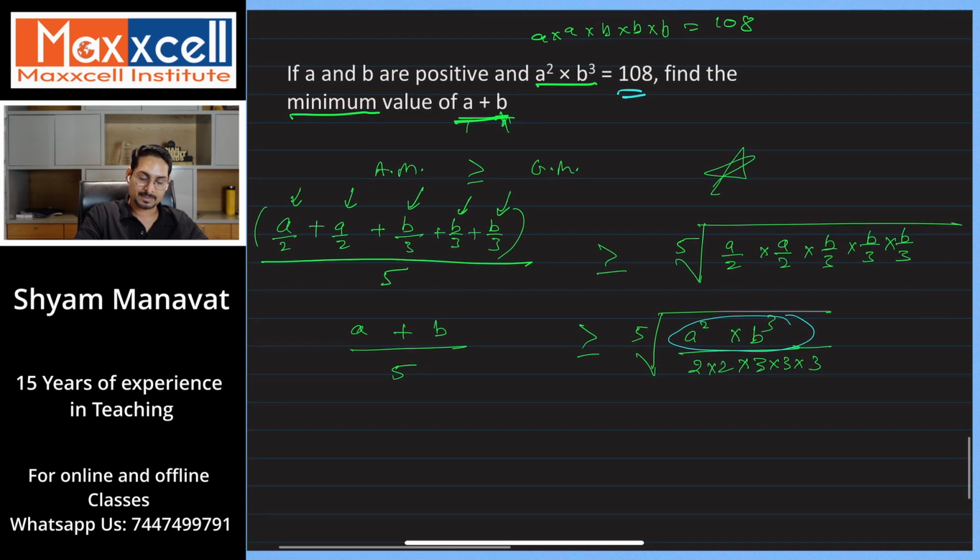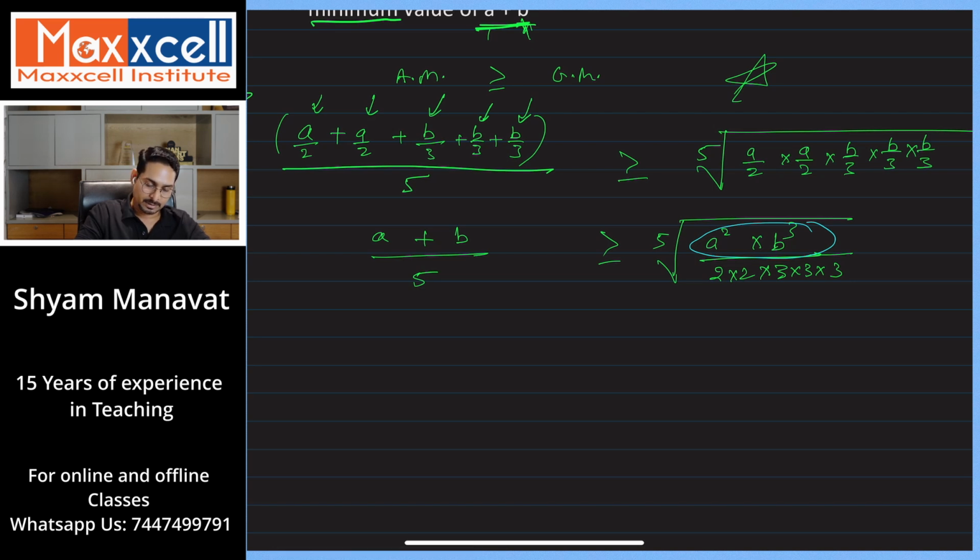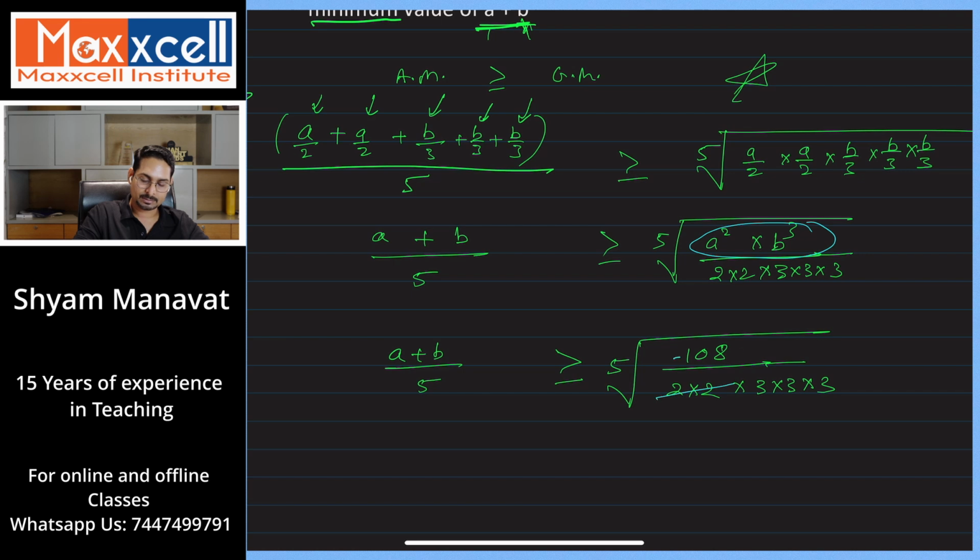अब do you know the value of A square into B cube? Yes, this is 108. सब्स्टिट्यूट कर दो। A plus B by 5 is greater than or equal to 108 by जो यहाँ पे है 2 into 2 is 4 and 3 into 3 into 3 is 27. ओके, अब सिंप्लीफाई कर लो। 4 से कैंसिल करो, 4 2s are 8, 4 7s are 28. Now you can cancel by this 27, so 3 into 3 into 3 is 27. You can cancel 27 directly, we got only 1. Now fifth root of 1 is 1 again, right?